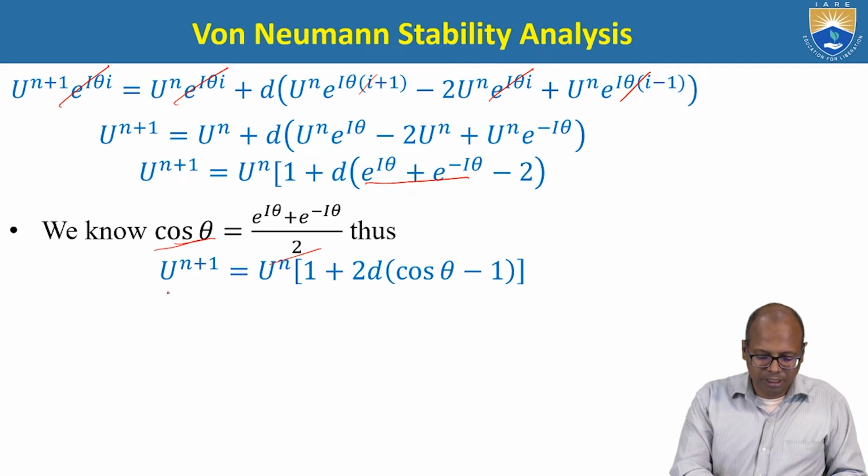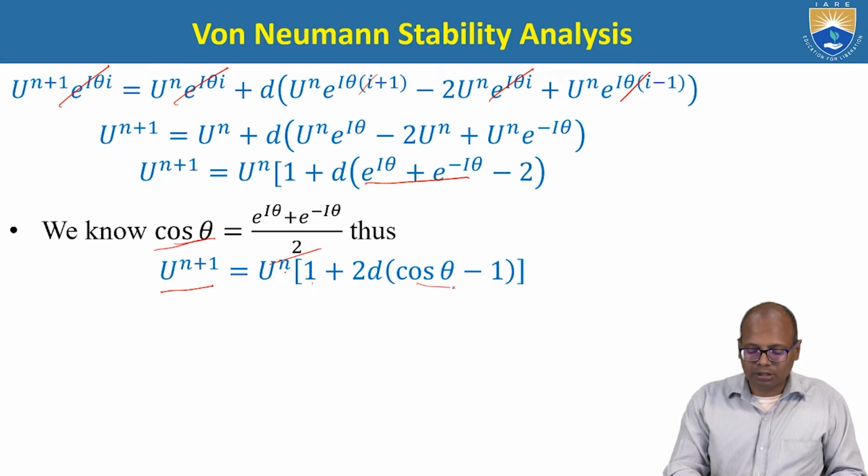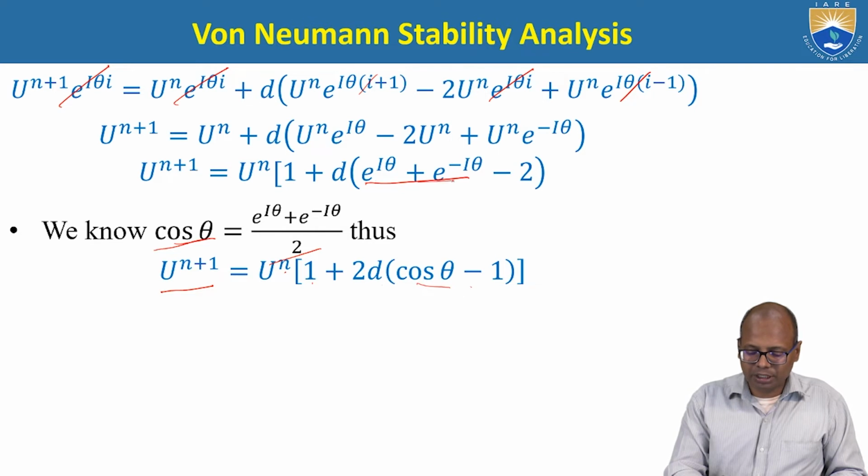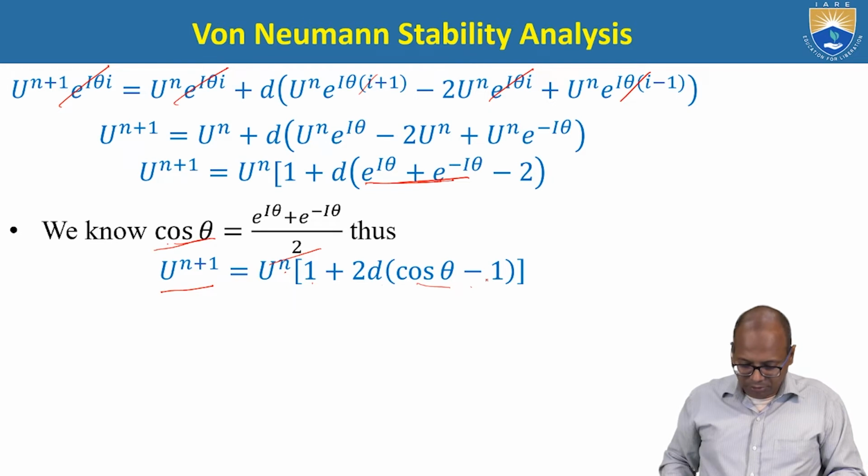The equation will become u^(n+1) = u^n [1 + 2d (cos theta - 1)]. So I am substituting 2 cos theta here in this place, and taking 2 outside. What will happen? 2d into (cos theta minus 1).